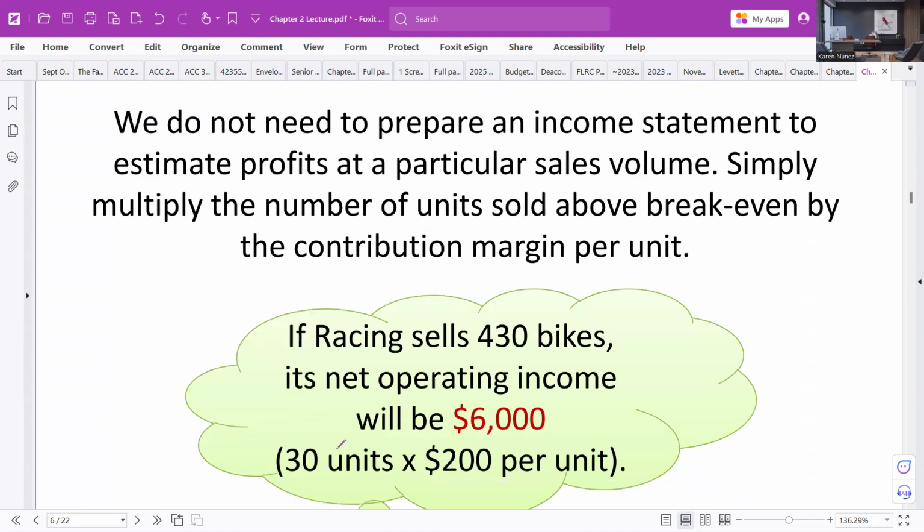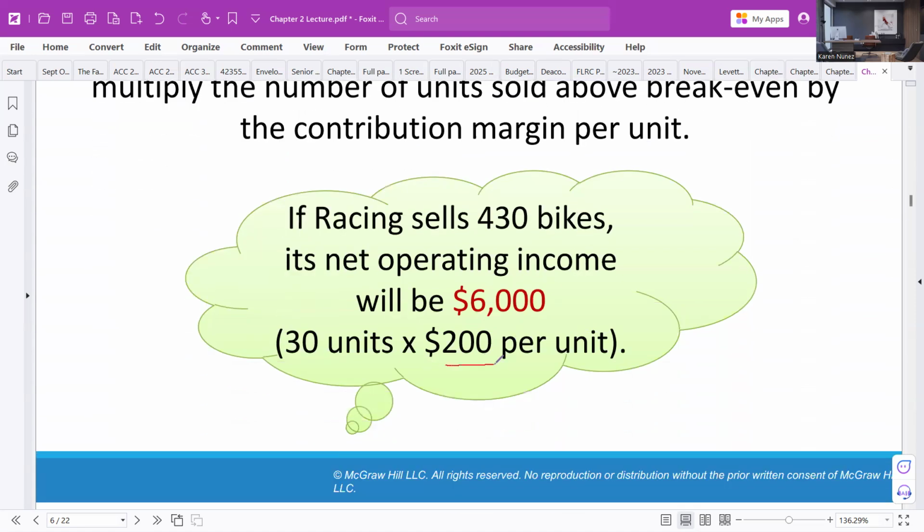So in this case, we don't need to prepare an income statement, right? We can estimate profit at any volume because we know the contribution margin is $200 per unit. So if we sell 30 more bikes, how much more income are we going to get? $6,000. And we don't need an income statement to figure that out. It's just 30 units sold times $200 of contribution margin per unit. That's how powerful that contribution margin measure is. We can use it to predict our income because we know the fixed expenses are constant. All we need to know is how much more contribution margin we're going to get. That's how much more income we'll get.